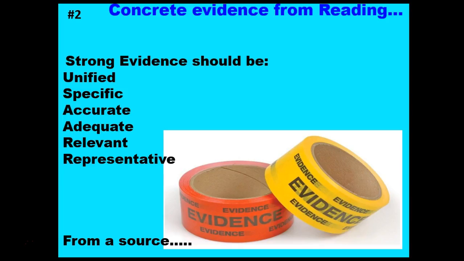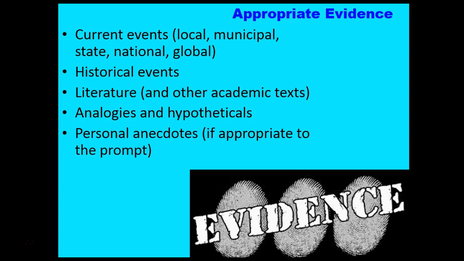All right, you need concrete evidence from the reading to back up what your claim is, what your thesis statement is. It's got to be unified, specific, accurate, adequate, relevant, and representative from a source, okay? And it needs to be a source that is authoritative. It doesn't just need to be Jim Bob's website. You know, this person, it needs to be authoritative. The person writing about this needs to know what they are talking about.